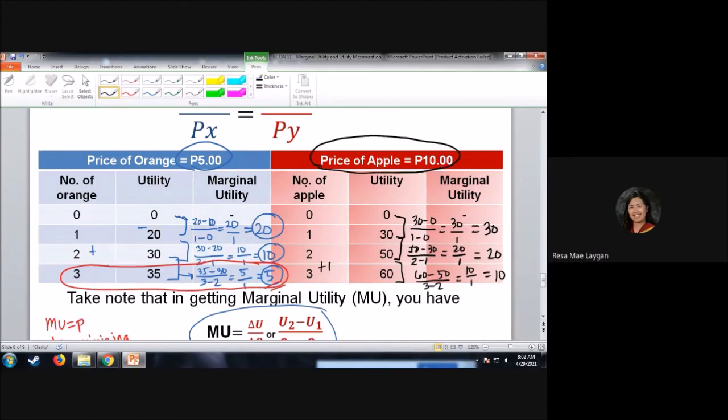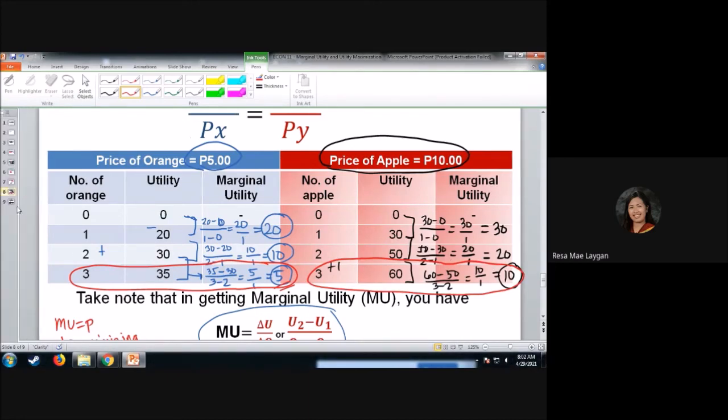So what do you think is the maximizing rule here? Now, given this marginal utility, at what units or how much apples should we buy to maximize our choice? So of course, sa 10, no? Kasi ito yung equal sa presyo ng apple. So we have to choose, no, at quantity 3. Okay? So we have to choose that one.